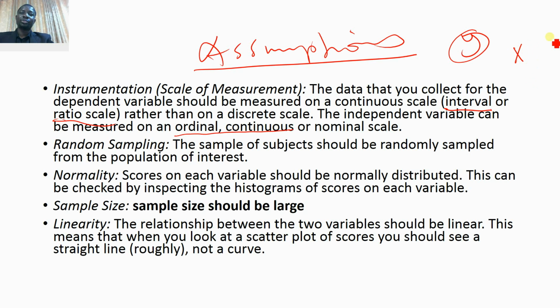Then we also need to ensure that samples of subjects are randomly sampled from the population of interest. So we need random sampling from the population. Then we also ensure that the scores for the dependent variable are normally distributed, and we can check that by inspecting the histogram of scores, or we can use other statistical tests for testing normality. But as we have indicated earlier, if the sample size is large, we can ignore the issue of normality, because the departure from normality will not seriously affect the result.